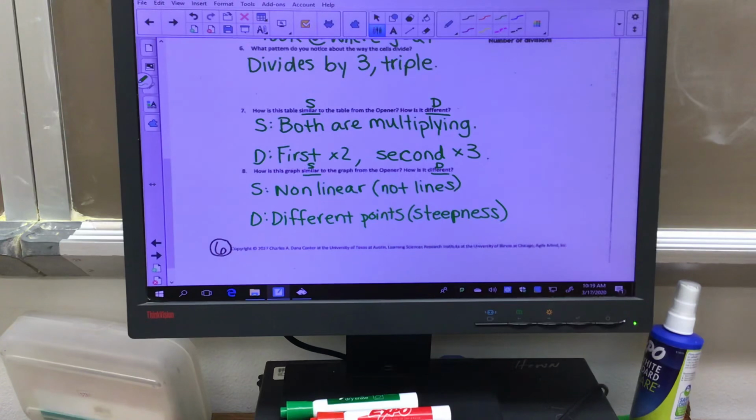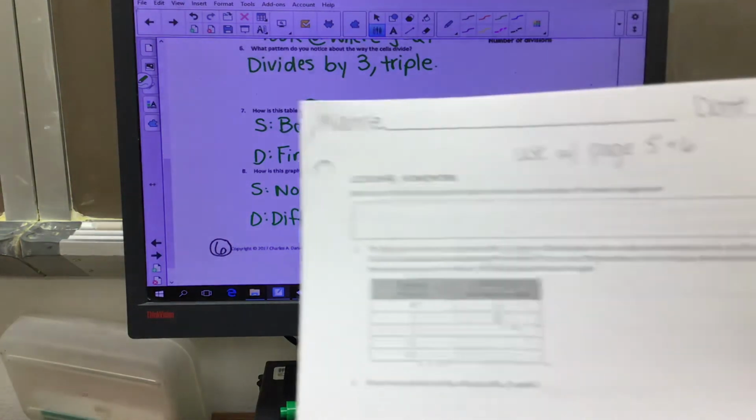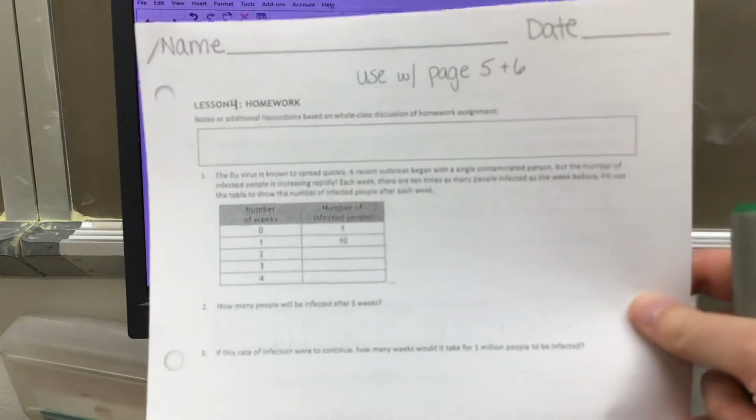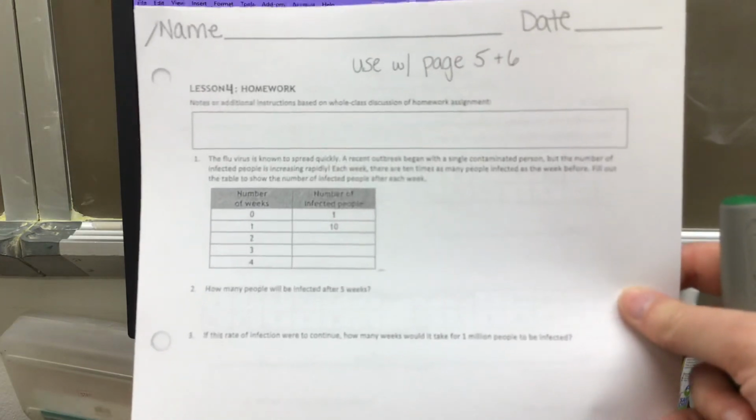So if you need to, you can pause the video from here. What you should be doing at this point is you should be doing this homework packet with it. You should be doing just the first page, the lesson 4 homework.